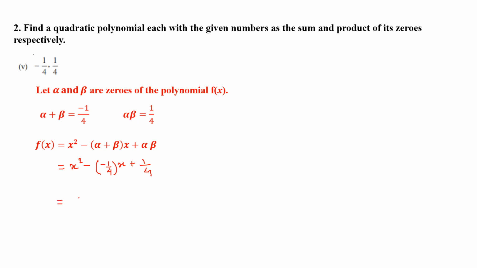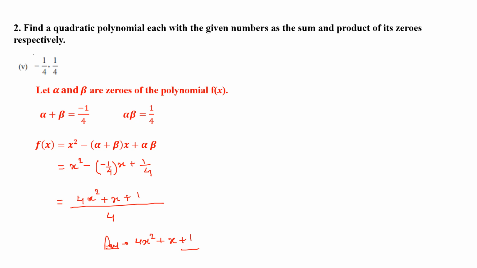Now take the LCM. So LCM will be 4. So 4x square minus and minus plus x plus 1. So your answer is going to be 4x square plus x plus 1. Okay, so this is the answer for the fifth part.